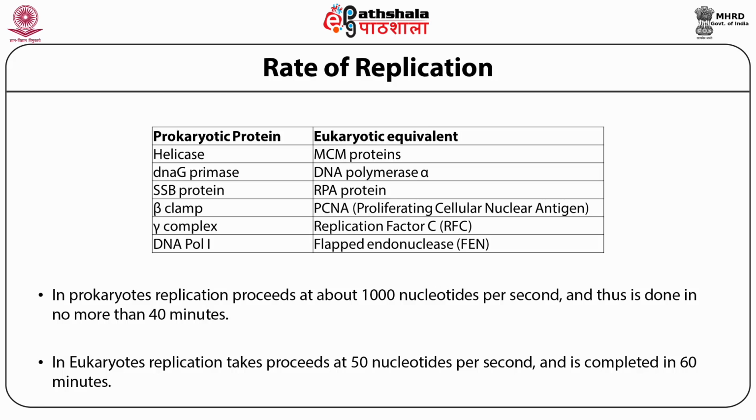DNA polymerase 1 removes the RNA primers in prokaryotes. However, this work is done by a special protein called FEN, or flap endonuclease, in eukaryotes. Also, in prokaryotes, replication proceeds at around 1000 nucleotides per second and is done in no more than 40 minutes. However, in eukaryotes it's much slower because the fidelity has to be much higher. It's only 50 nucleotides per second. However, because there are so many origins of replication, it is completed in 60 minutes.